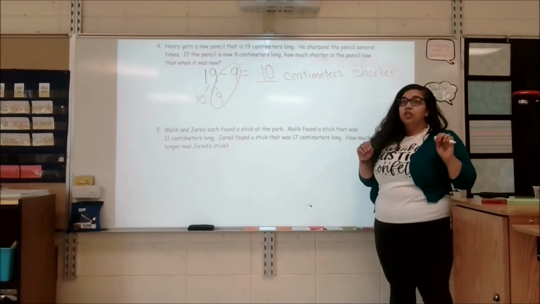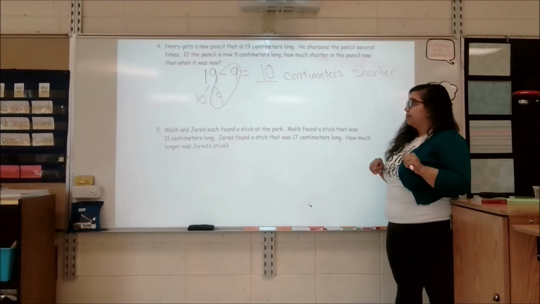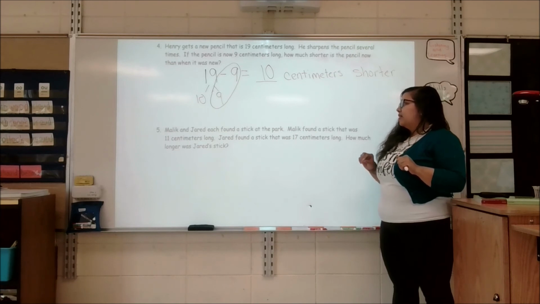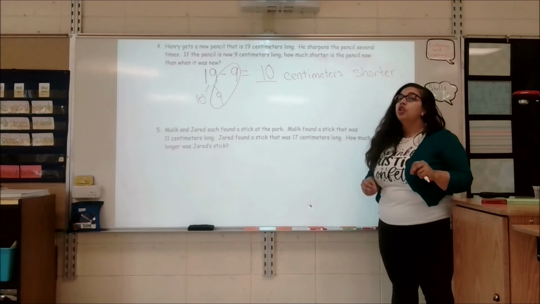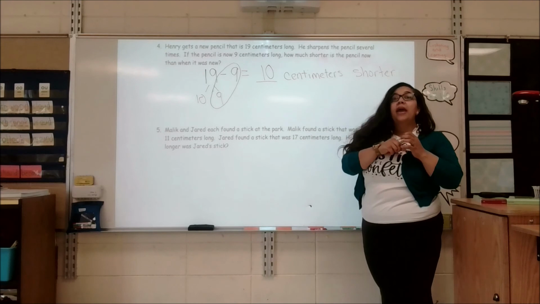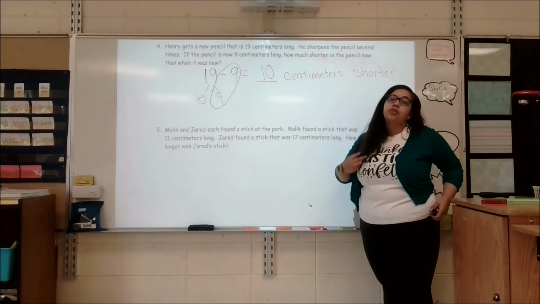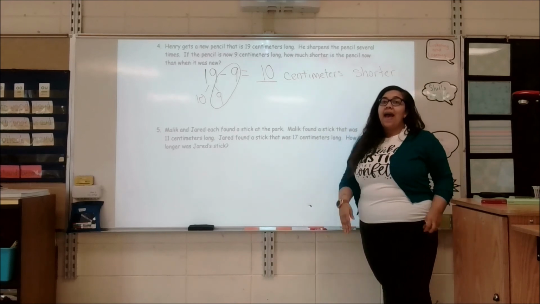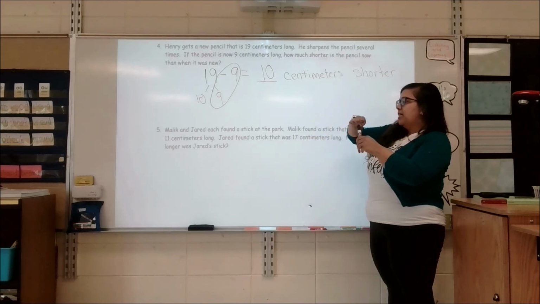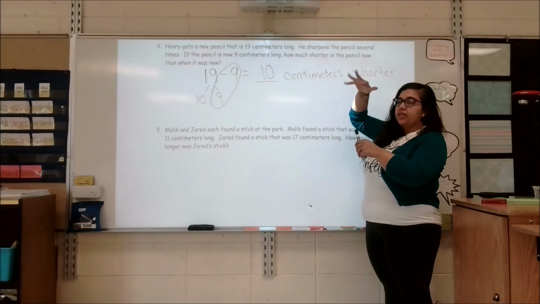Okay, now let's go on to number 5. It reads, Malik and Jared each found a stick at the park. Malik found a stick that was 11 centimeters long. Jared found a stick that was 17 centimeters long. How much longer was Jared's stick? So what we're doing here is we're comparing the length of the 2 sticks. We want to go how much space above Malik's stick is there until we get to the end of Jared's stick.